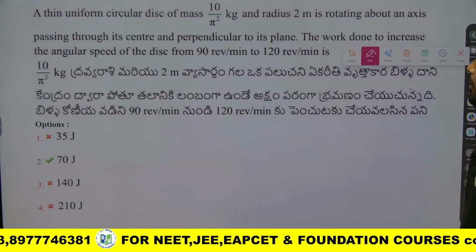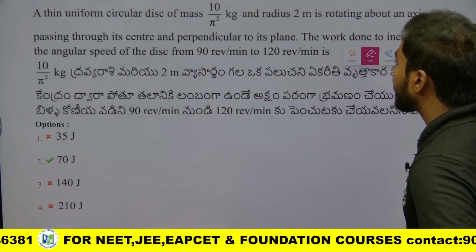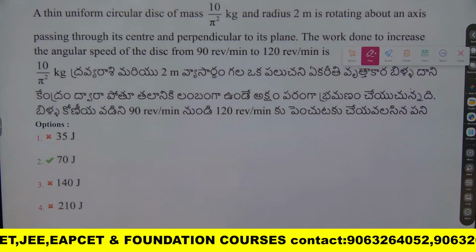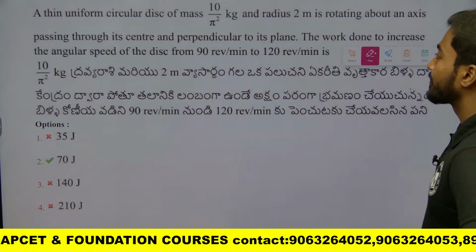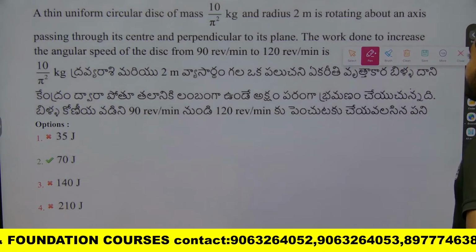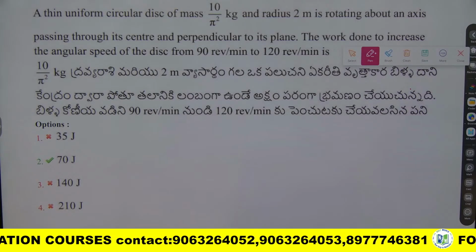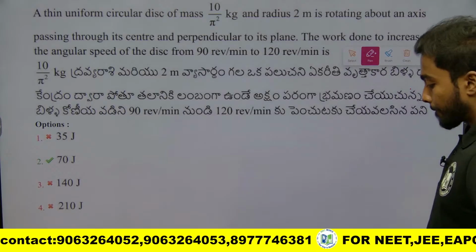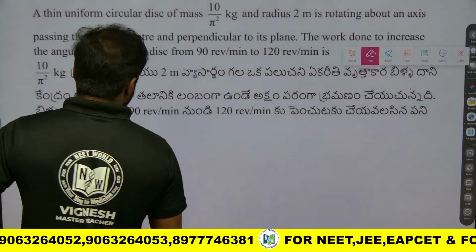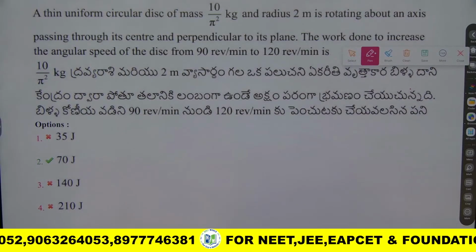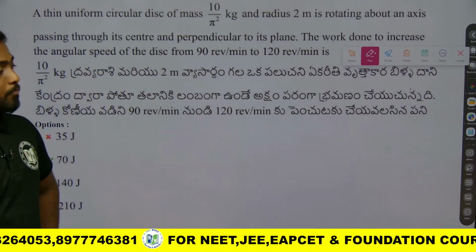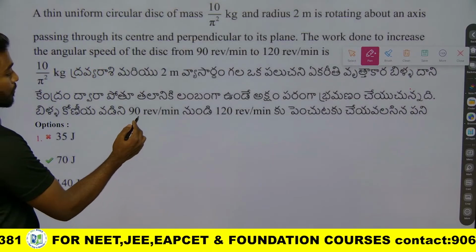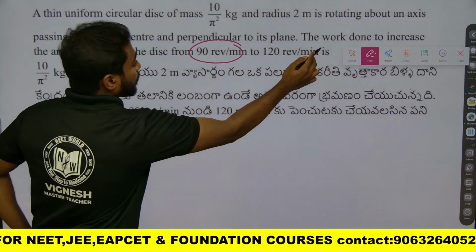A thin uniform circular disc of mass 10 by pi squared kg and radius 2 meter is rotating about an axis passing through its center and perpendicular to its plane. The work done to increase the angular speed of the disc from 90 revolutions per minute to 120 revolutions per minute is, okay, I need to find the work done, right. So, energy is there, it is rotating with angular speed omega, right? So this one I need to convert into radian per second, right?